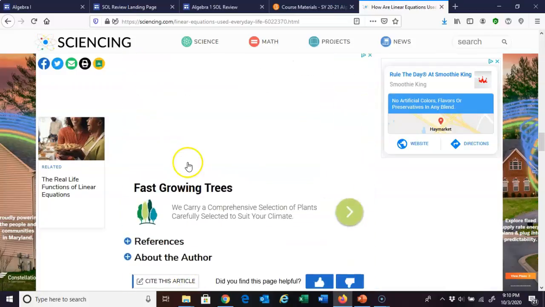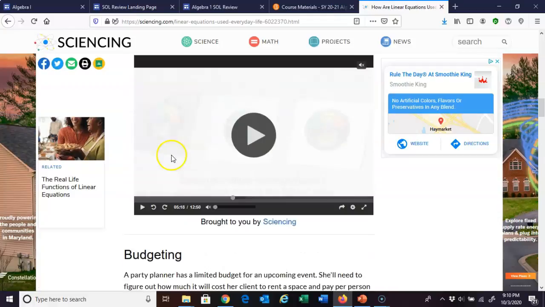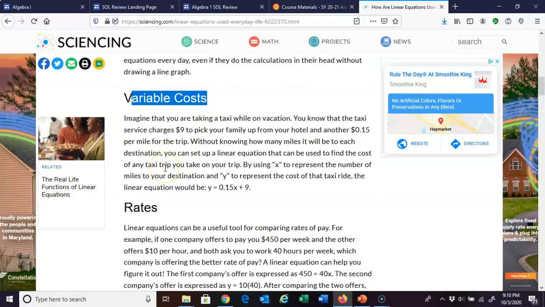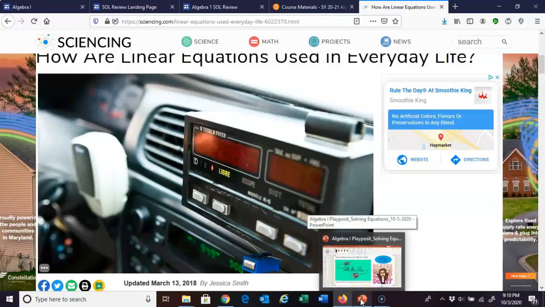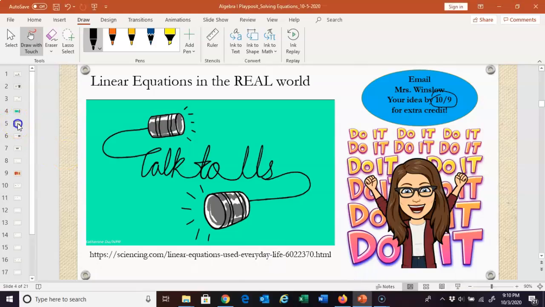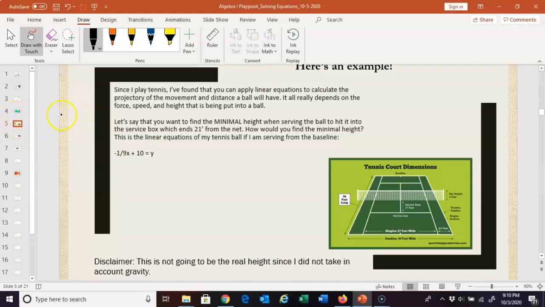You can also certainly Google other articles, but this is just one article talking about how linear equations are used in everyday life. What I would like for you guys to do for your assignment is to make it applicable to your life. So here's an example of one a student did for me last year.